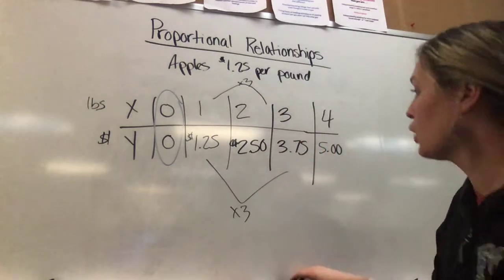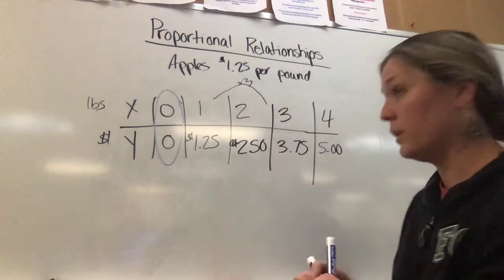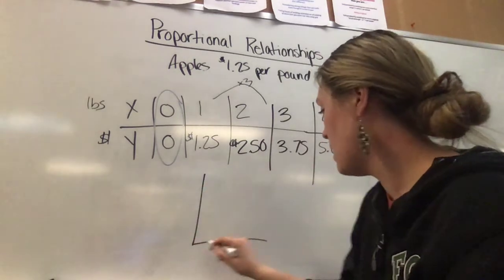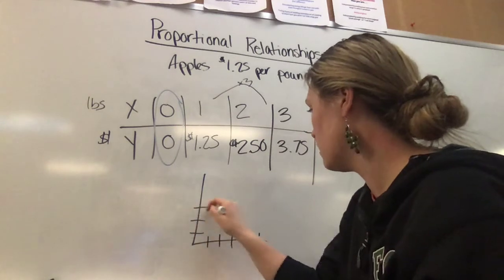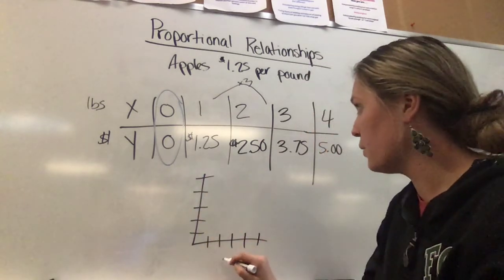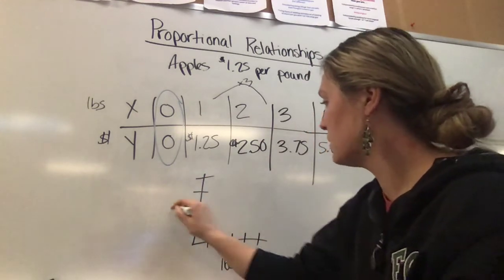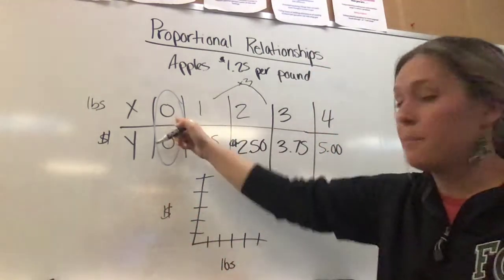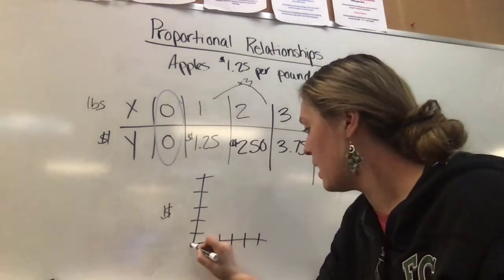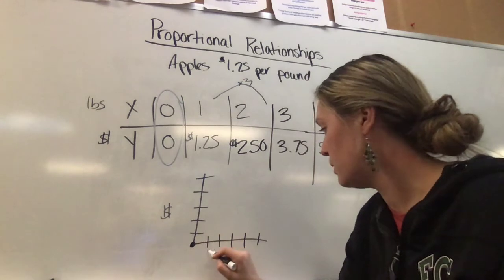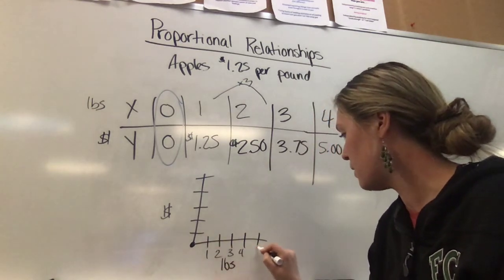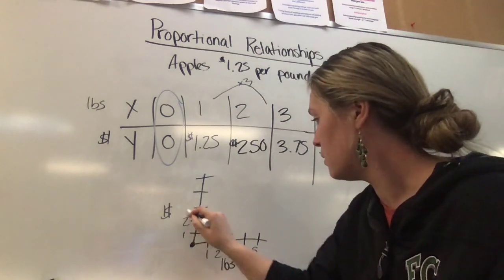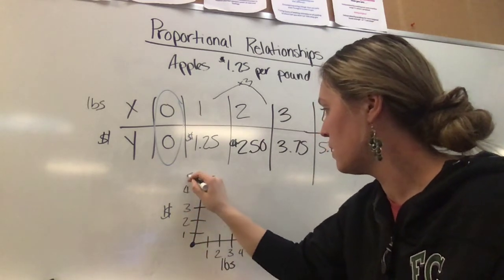What would our graph look like? Well, let's make one. We have 1, 2, 3, 4, 5. 1, 2, 3, 4, 5. This is going to be our pounds. This is going to be our money. I am putting 0, 0 as my point there on my graph.